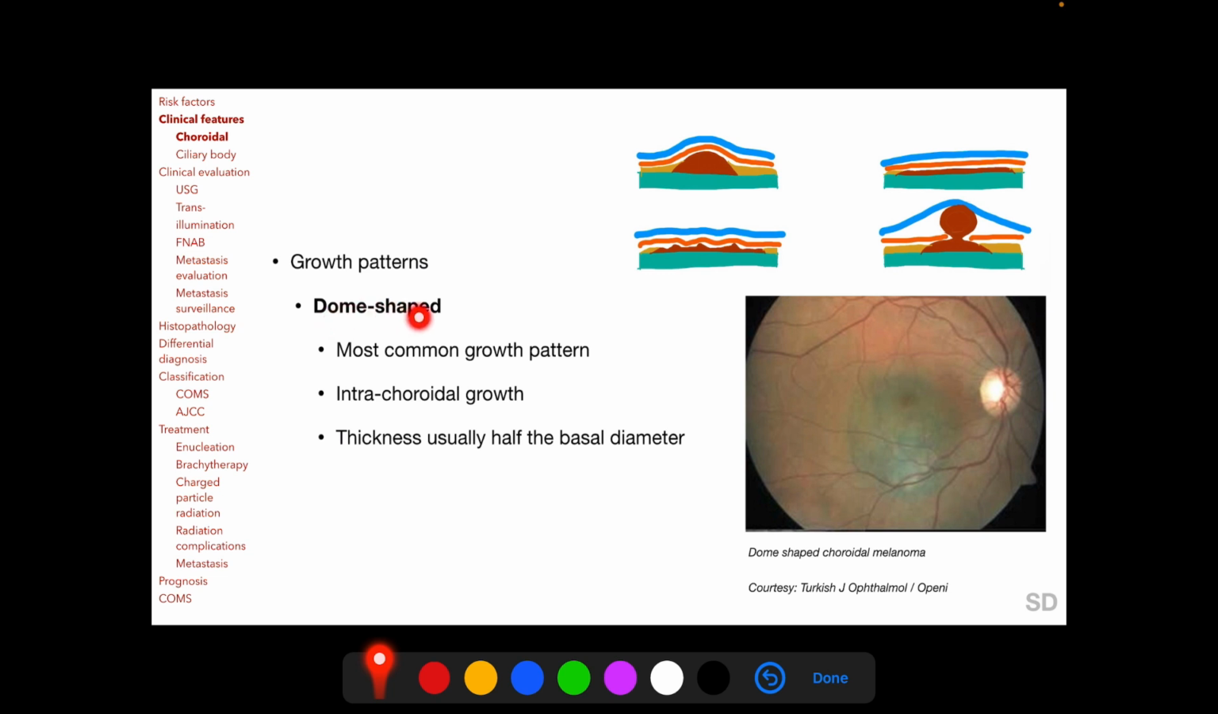The dome-shaped pattern is the most common growth pattern and represents intrachoroidal growth as shown here in this diagram. In these 4 diagrams, the blue line represents the retina, the orange line the Bruch's membrane, the yellow portion represents the choroid from where the tumor arises, and the green portion represents the sclera. So the dome-shaped growth pattern represents intrachoroidal growth, and in the dome-shaped growth pattern, the thickness of the tumor is usually half the basal diameter. In this photograph, we see a dome-shaped choroidal melanoma.